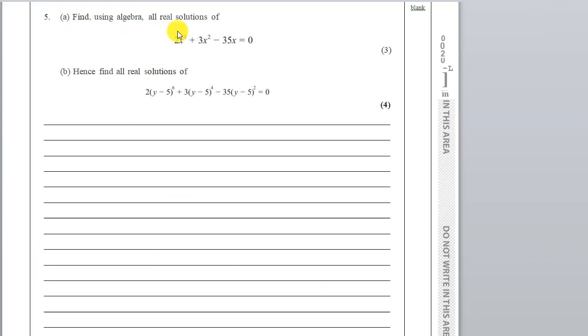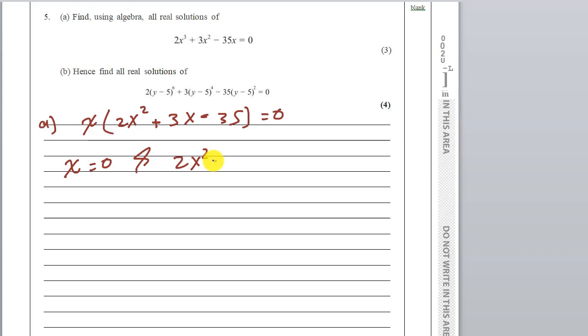Find using algebra all real solutions of 2x to the power 3 plus 3x squared minus 35x equal to 0. So this is part A. Let us take x as a common factor. So it will be x times (2x squared plus 3x minus 35) equal to 0. So from here x equal to 0, and 2x squared plus 3x minus 35 will equal to 0.